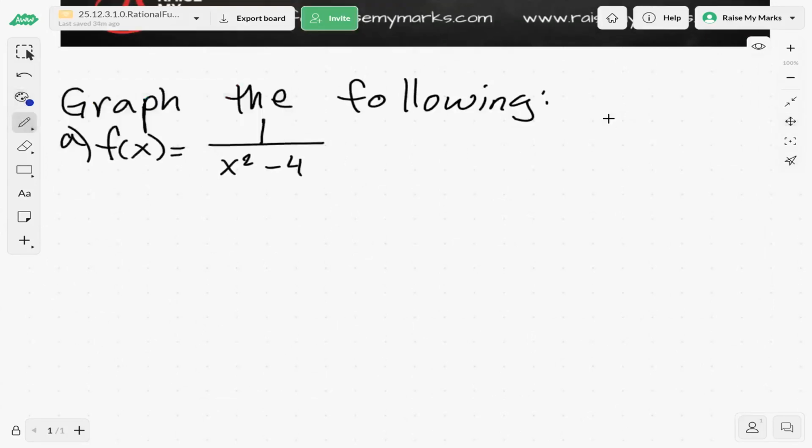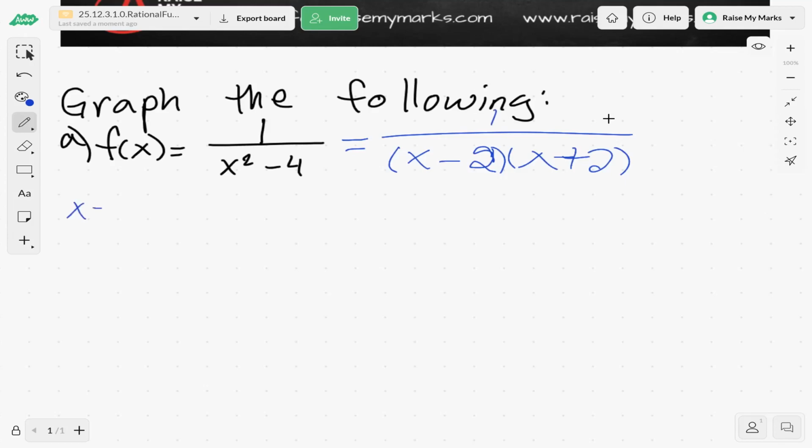Well, let's pick a color. All right, so let's start by factoring our denominator. Our denominator is a difference of squares. It factors really nicely, so it factors as x minus 2 times x plus 2.